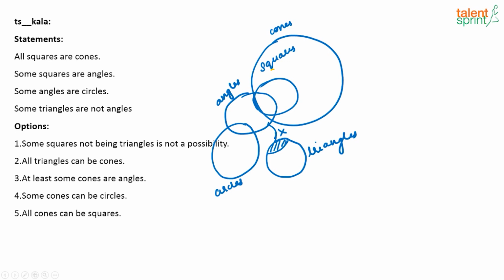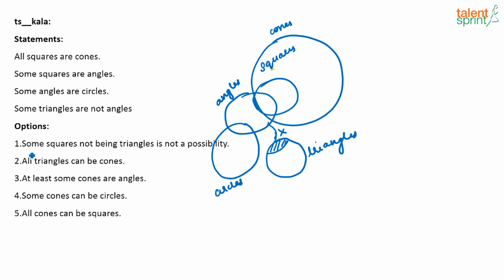Okay, now let us look at the options that are given. The first option says some squares not being triangles is not a possibility. So some squares are not triangles. Let us see if that is a possibility. Some squares are here, triangles are here. Some squares are not triangles. That's definitely a possibility, correct? Some squares might be these squares that are not triangles.